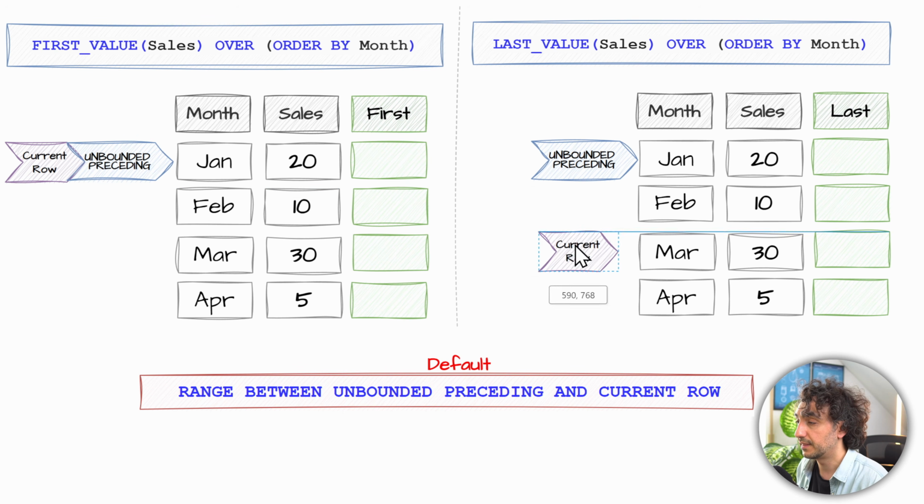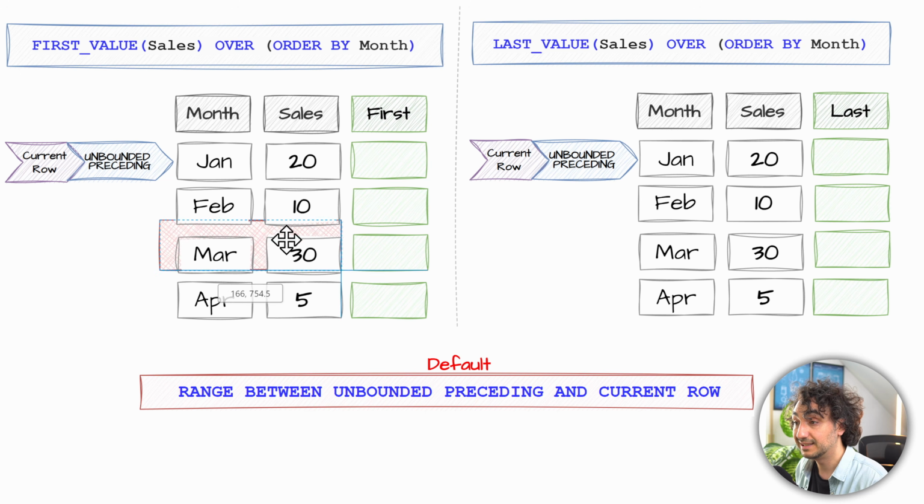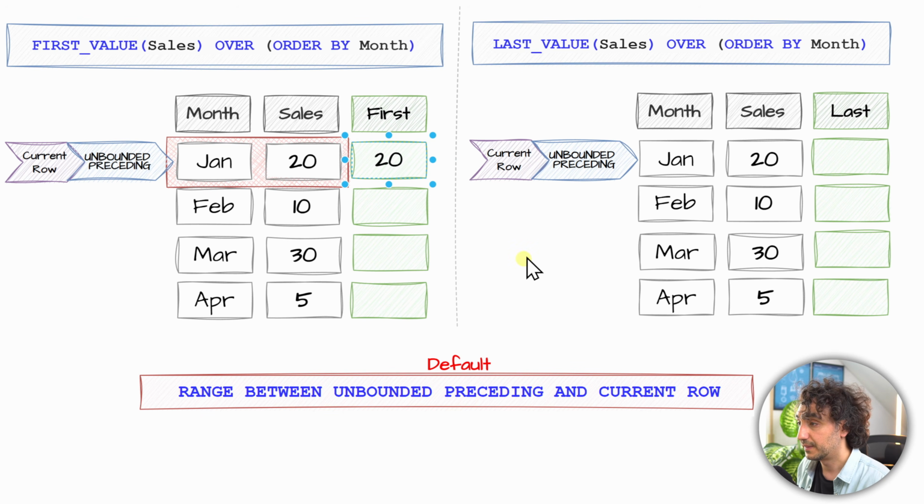And on the right side, the same thing over here. So the window definition is only one row, right? So what is the first value in this window? It is 20, right? The same thing on the right side. What is the last value in this window? It is as well 20. So we will get exactly the same results.